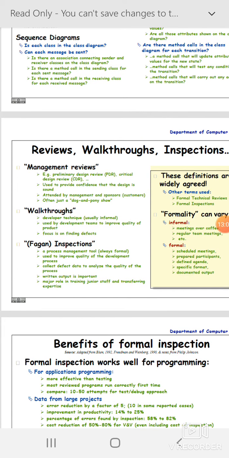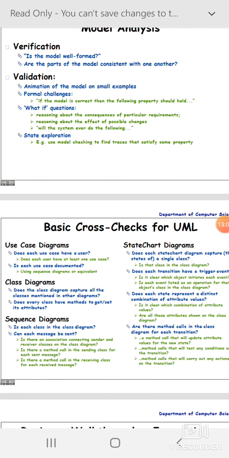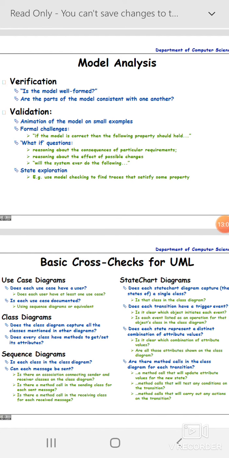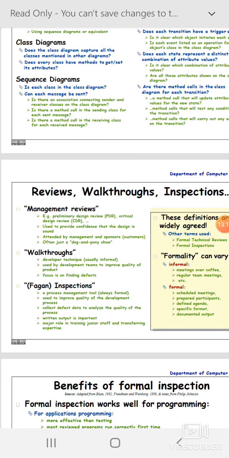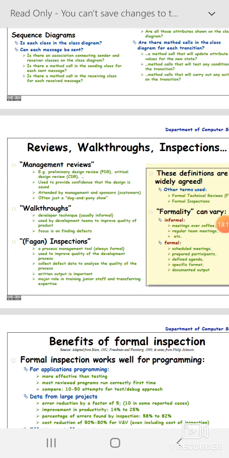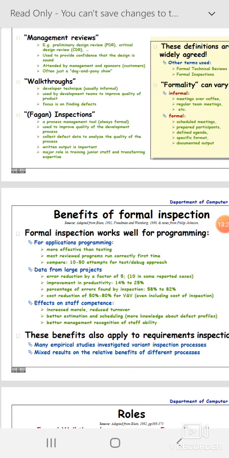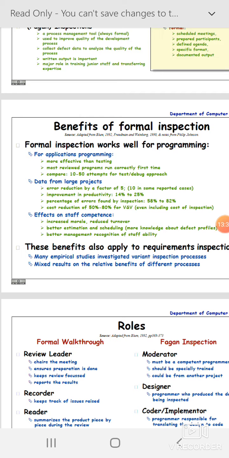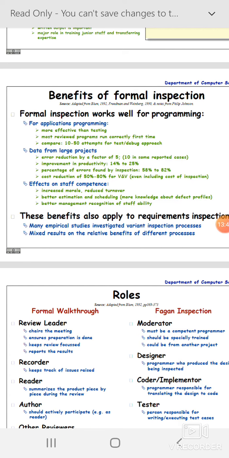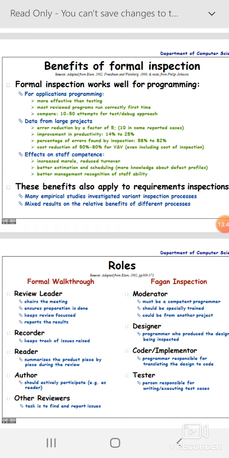Reviews, walkthroughs and inspections. These are the things we can implement through management reviews, walkthroughs and inspections. Now the benefits of formal inspection: we have a lot of inspection benefits. Inspection works well for programming, as shown by data from large projects, and is effective on staff competence. So these are the benefits of inspections. These benefits can also apply to requirements inspections.